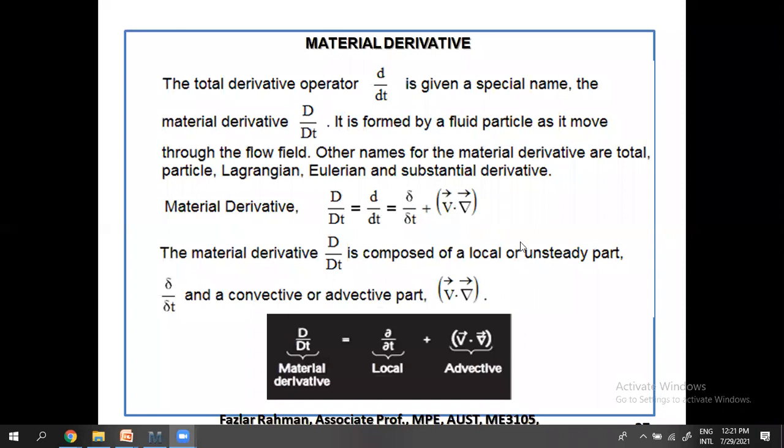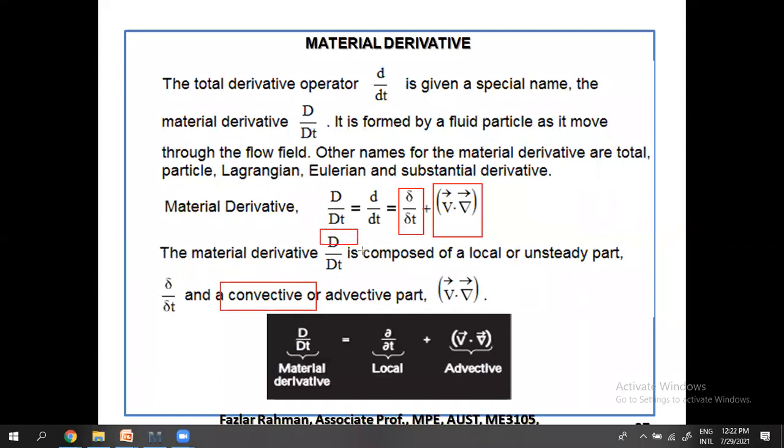Now, the material derivative. You just remember the material derivative has two parts. One is called the local part, del by del t. The other one is called the advective term. That means divergence of a vector, or sometimes it is called the convective term.